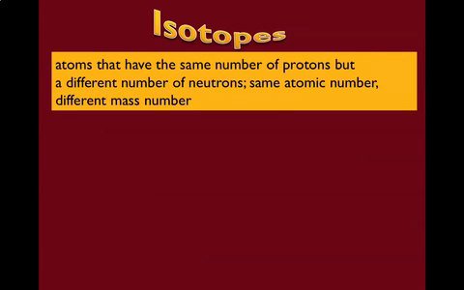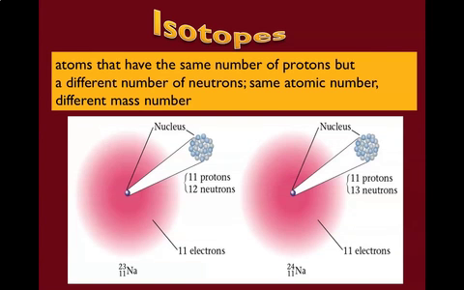So it'll have the same atomic number, which is what identifies the element, but it can have different mass numbers. And you remember that from atoms in a bag. We had some that were the same element, but they had different masses. On the bottom of the page here, we have an example with sodium.